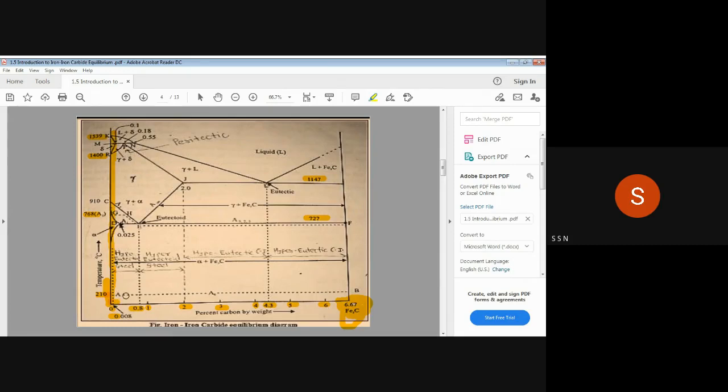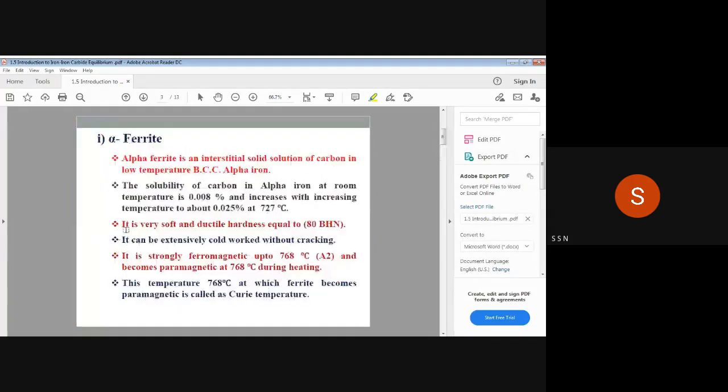But that solid form also has some different phases, and those phases we will study first now. Those phases are alpha, which I have represented here by alpha, one more phase represented here by gamma, and one more phase represented here by delta. So alpha, gamma and delta. This first phase I will call alpha ferrite. Here it is called alpha ferrite.